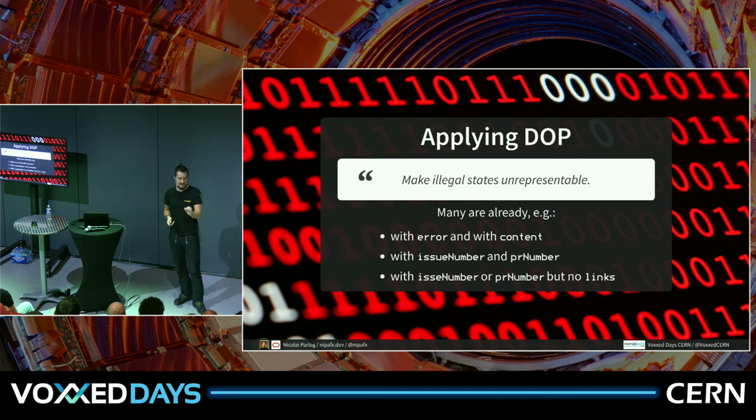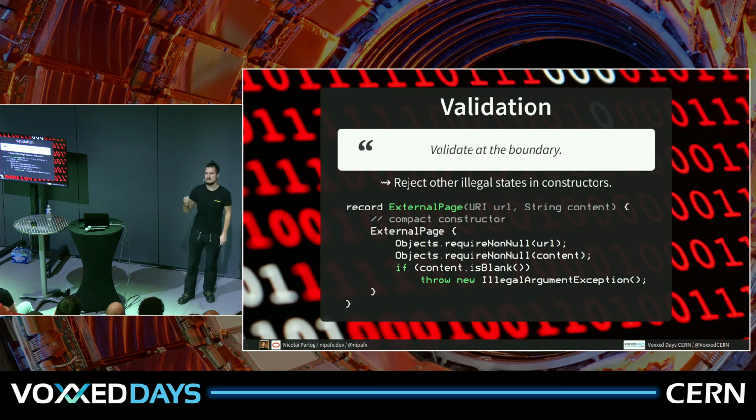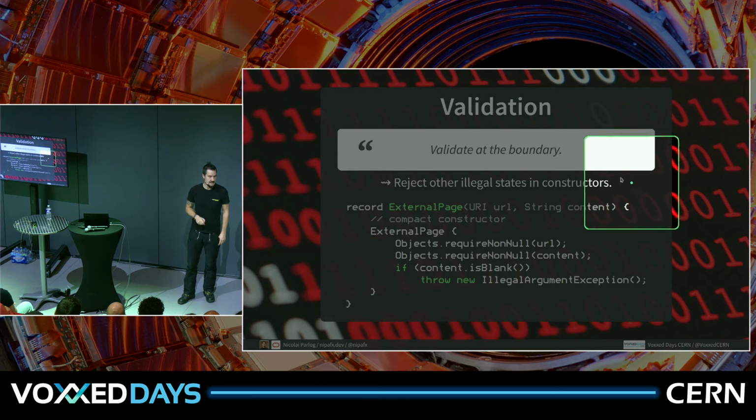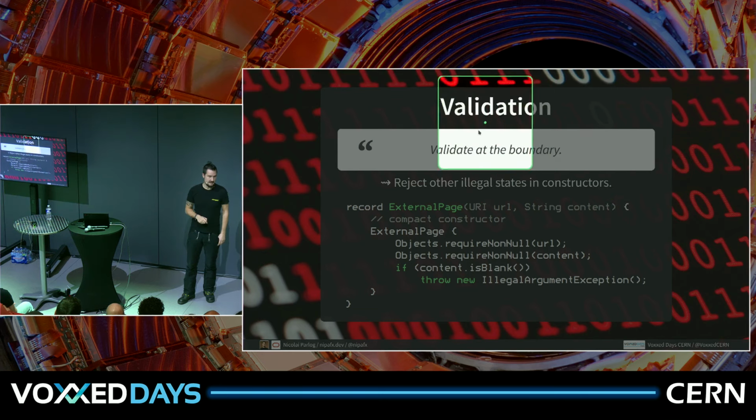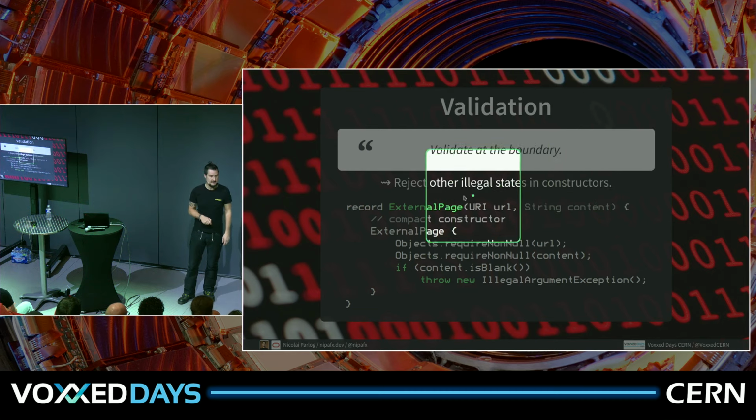There exists no type that both takes an error and a content, so we're good. But there might still be other things going on that we might have to check, and for those you just go into the constructor, or if it's more complicated, maybe into a static factory method and check those there. So let's validate everything else at the boundary, and let's reject illegal states in constructors, or as I said, static factory methods. So for external page here, I'm now writing a constructor.